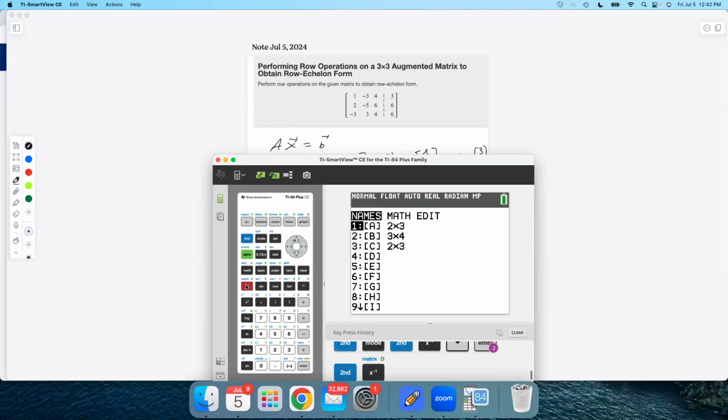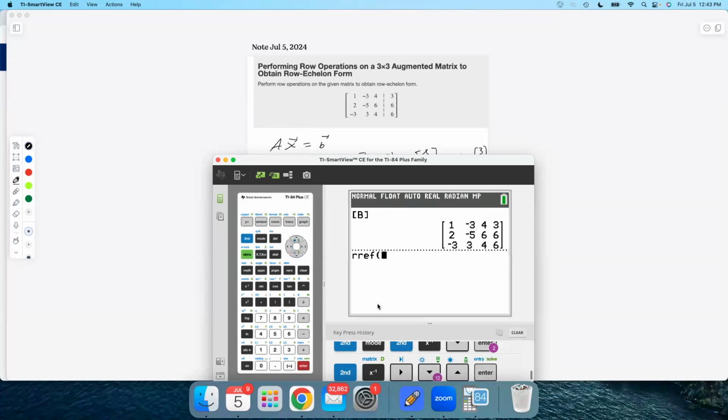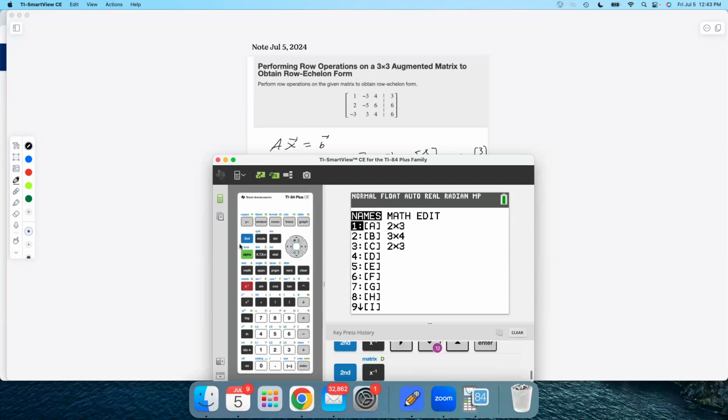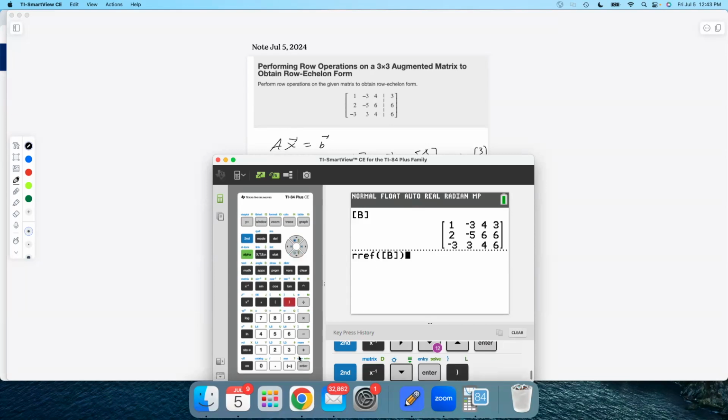Okay, now we're going to put it in row reduced echelon form. So second matrix, and I go over to math, and I want to go all the way down to RREF right there. And it's asking, what matrix would you like to apply that to? To grab matrix B, notice that there is a B right there, a little green B. That won't work. It has to be matrix B. I have to get it from the matrix menu. So I hit second matrix, scroll down to B, close my parentheses, hit enter, we're done.